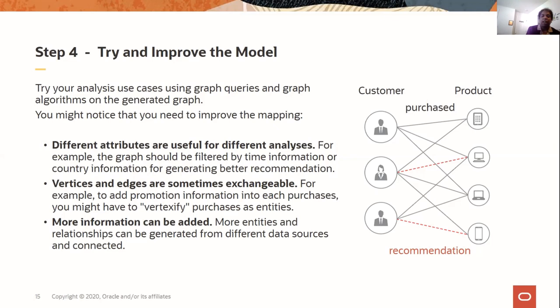And more information can be added, more properties can be added and so on. You can use the property graph query language to add new information to your graph. And with that, let me hand off to Ryota for talking about building recommendation systems with graphs.